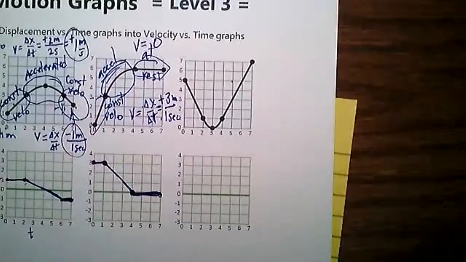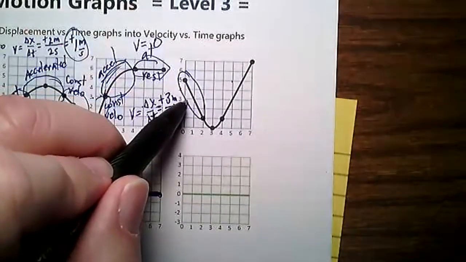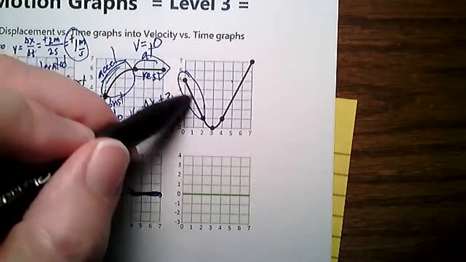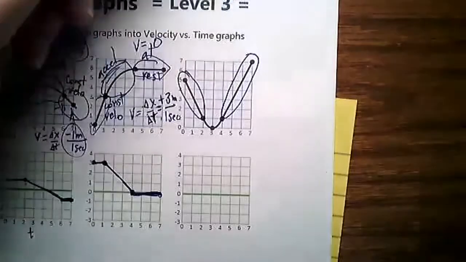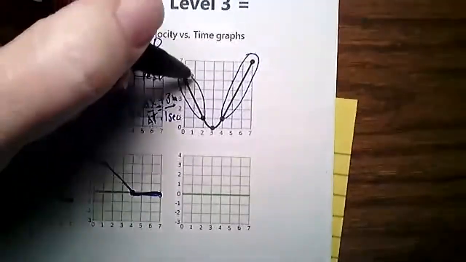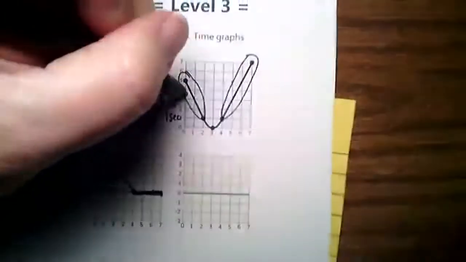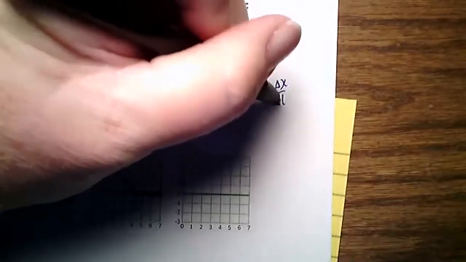Okay, and the final one. Again, I've got a straight segment here. Positive or negative? This one's going to be negative. When it slopes that way, it's negative. This one's going to be positive, however. Let's go ahead and figure these out. They're not at rest. We know both of them are constant velocities, okay? So we're going to use the old v equals delta x over delta t.